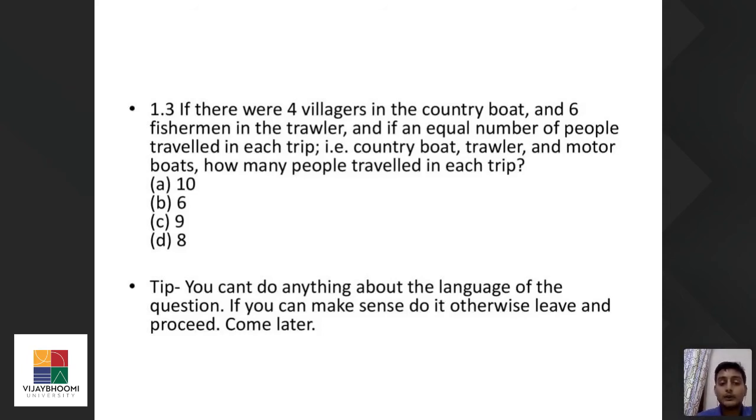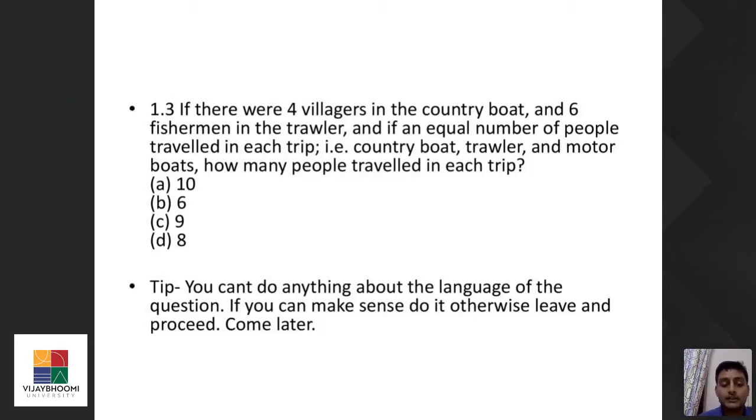We know that in the country boat and in the trawler, 1/6 of the employees also went, and that 1/6 is 13 according to the last question. So that makes 17 people in the country boat, 19 people in the trawler, and then a total of 64 in the motorboats. If an equal number of people traveled in each trip, and in total, how many trips were there?